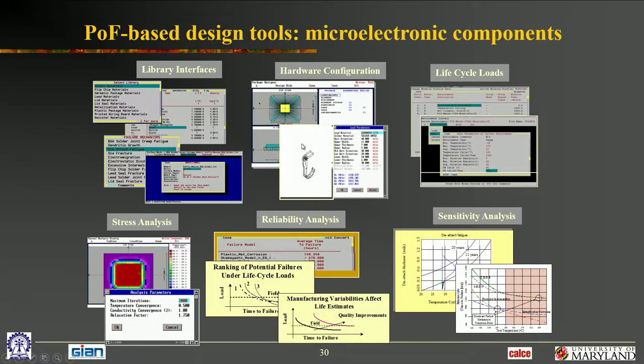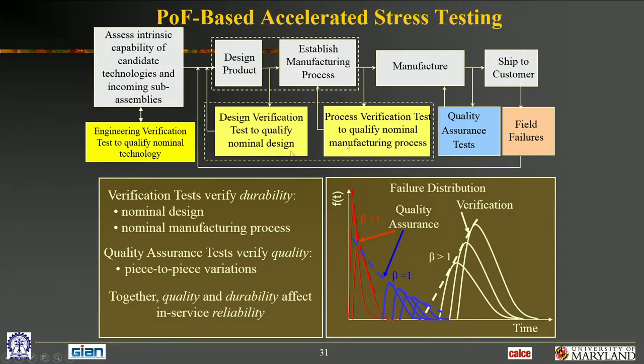We also do the calculation for our design. We do the calculation of what kind of acceleration factors we need for accelerated testing. So that's accelerated stress testing. Remember those feedback loops to correct any problems that you see in testing. And then quality assurance tests, we've just talked quite a bit about it.